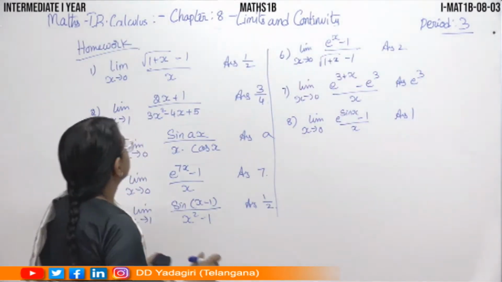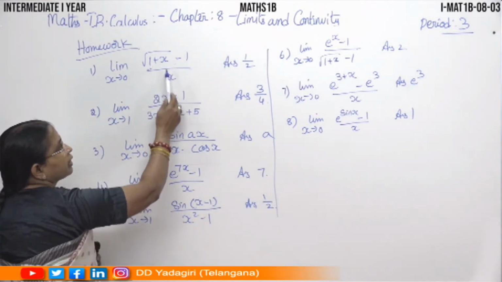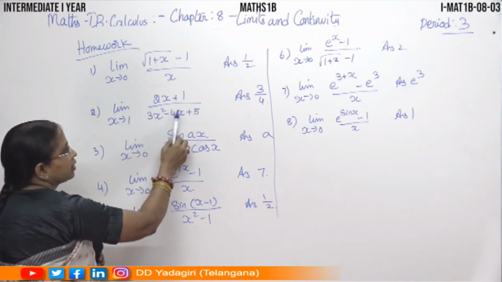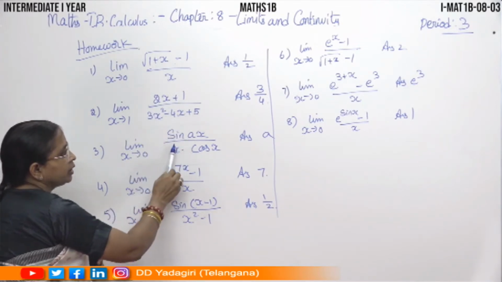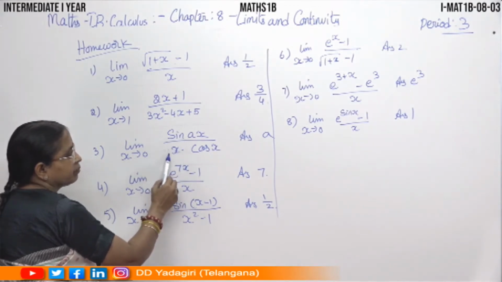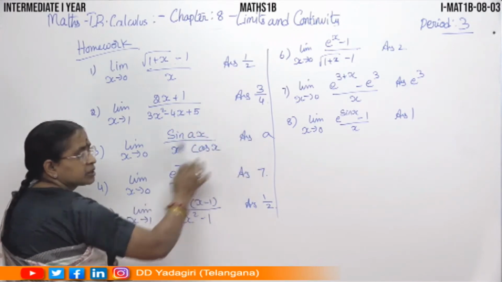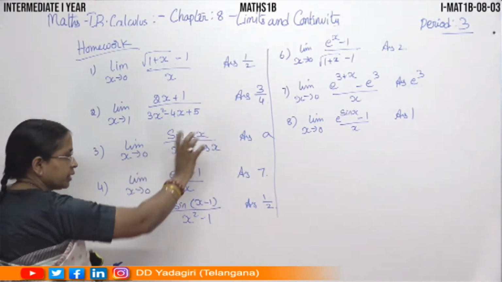Now take down this homework. See here you have root 1 plus x minus 1. So you will rationalize. Here you can find factors and do. Here sin ax by ax, so multiply and divide by a. Sin ax by ax is one limit, 1 by cos x is another limit. Like that you split and write.